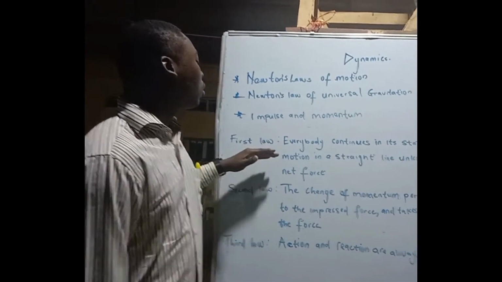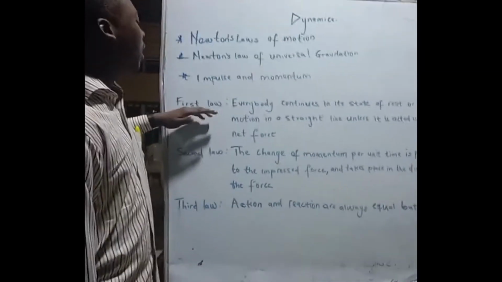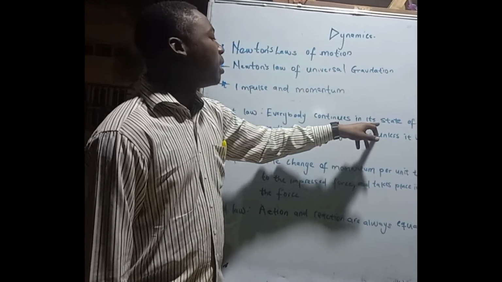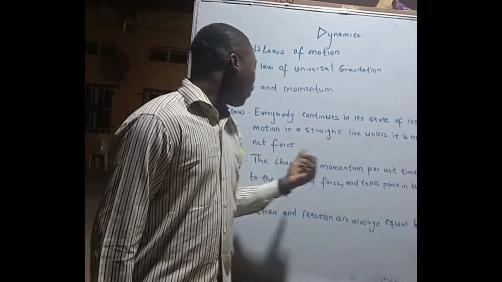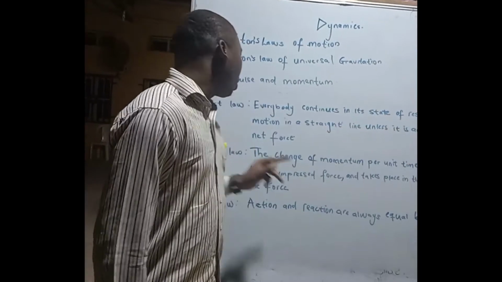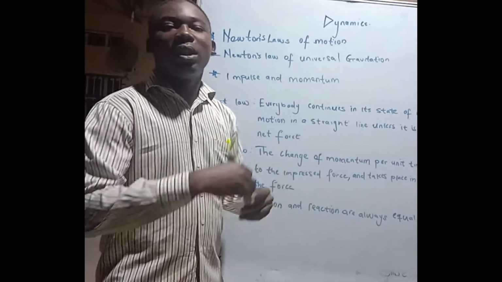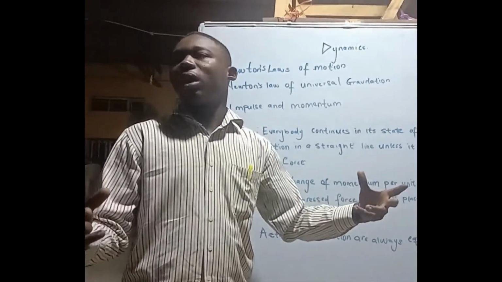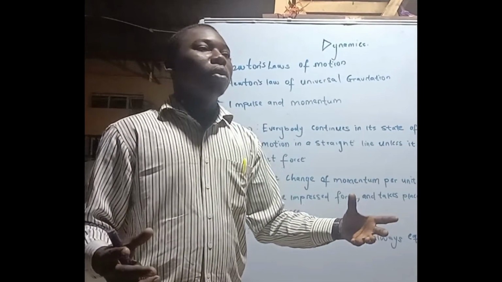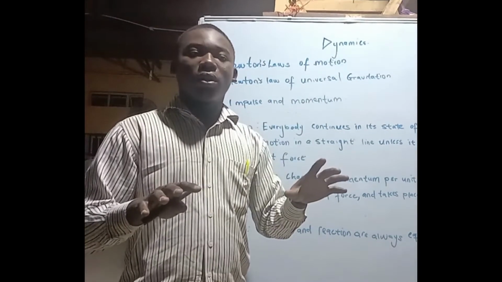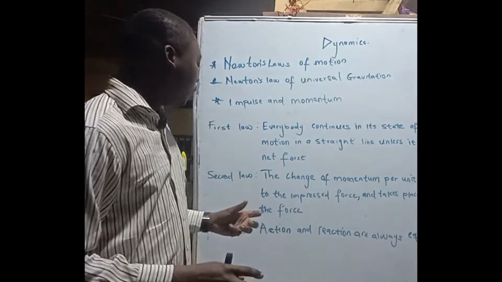Newton's first law of motion states that every body continues in its state of rest or uniform motion in a straight line unless it is acted upon by a net force. That means a body, let's use a ball for example, a moving ball would keep moving only if it is acted upon by an external force. That's when the position will change.